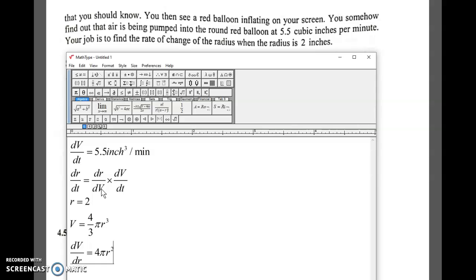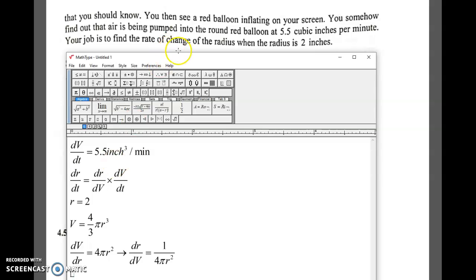So how do we find dr over dV? Just by using the basic properties of fractions, we know that by swapping the numerator and denominator, we also change the output. Instead of 4 pi r squared over 1, it will become the other way around. So dr over dV becomes 1 over 4 pi r squared. Hence, we have the missing information here.